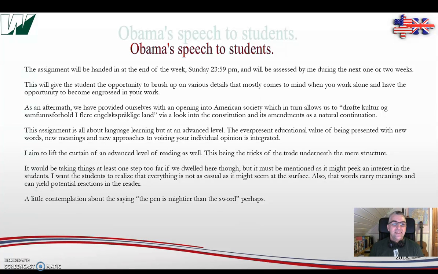That's pedagogy for you. I am to lift the curtain of an advanced level of reading as well, this being the tricks of the trade underneath the mere structure. For instance, rhetorics and so on and so forth. It would be taking things at least one step too far if we dwelled here, though, but it must be mentioned as it might pique an interest in the students. I also want the students to realize that everything is not as casual as it might seem on the surface. Also, that words carry meanings and can yield potential reactions in the reader. A little contemplation about the saying, the pen is mightier than the sword, perhaps. Which is definitely the case.